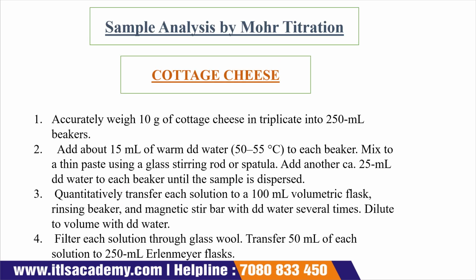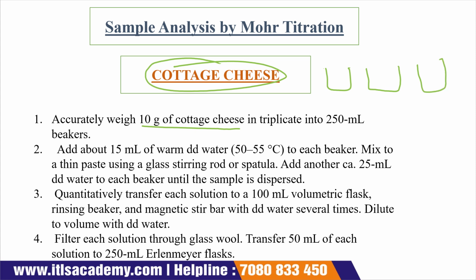Now the next is the analysis of samples by Mohr titration. Okay, so the first sample we have is cottage cheese. So we weigh 10 gram of cottage cheese, and we weigh this in triplicate. Suppose that we take beakers of 250 ml. Okay, these are our three beakers of 250 ml, and in each beaker we add 10 gram of this cottage cheese.